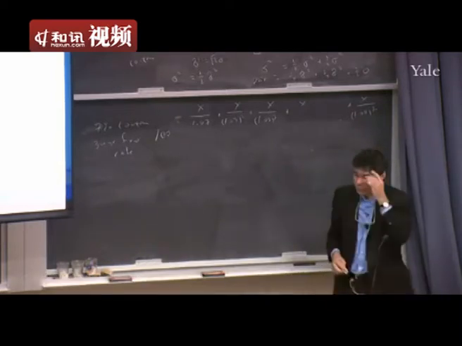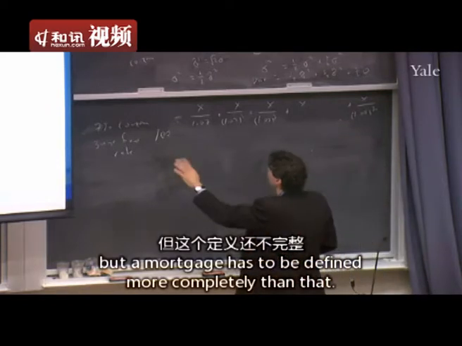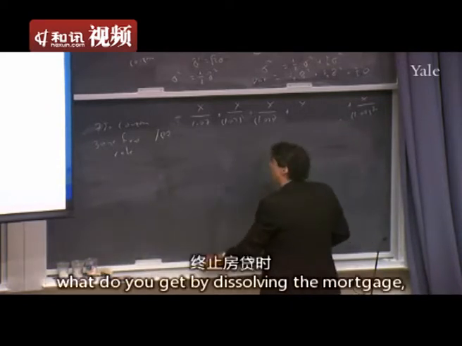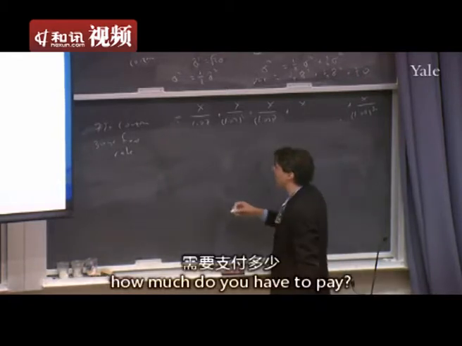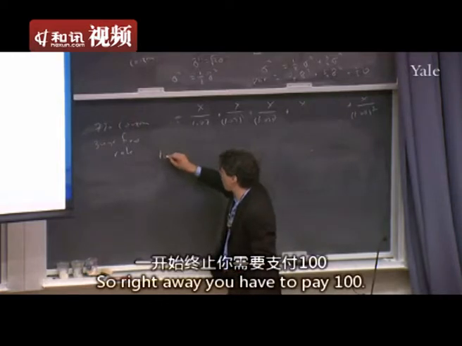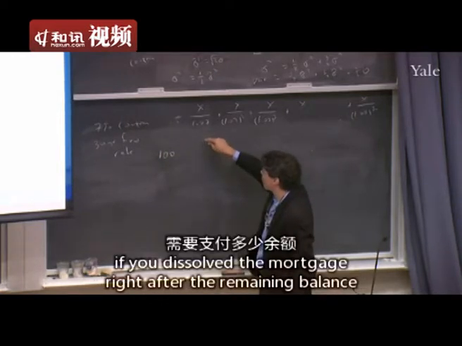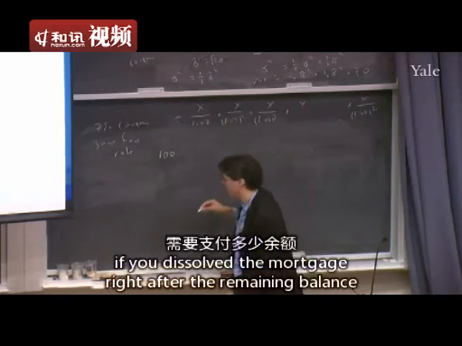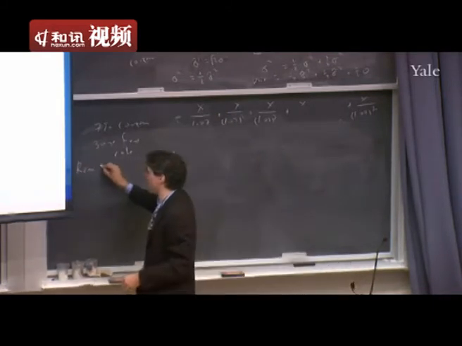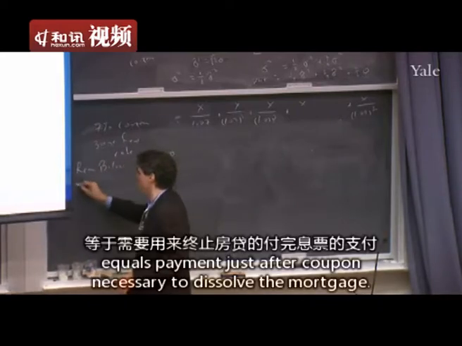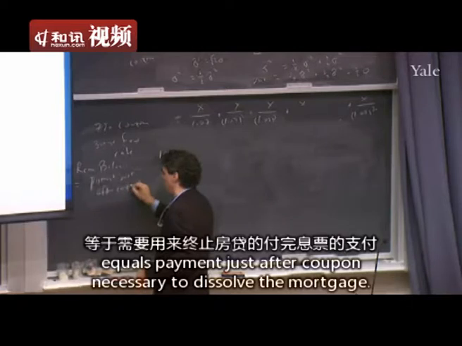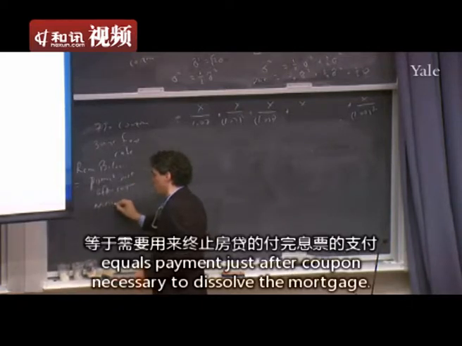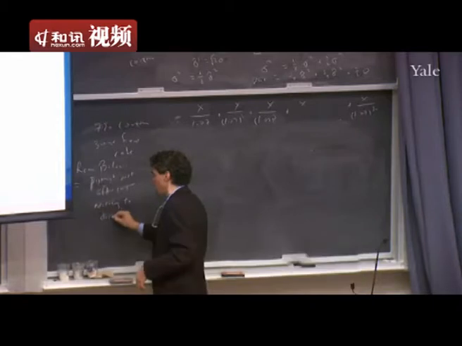But a mortgage has to be defined more completely than that. You also have to say, what do you get by dissolving the mortgage? How much do you have to pay? Right away, you have to pay 100. What would you have to pay if you dissolved the mortgage just after the coupon payment? The remaining balance is the payment necessary to dissolve the mortgage.